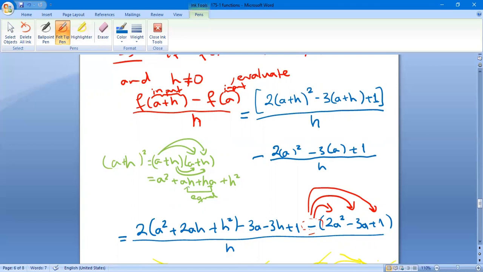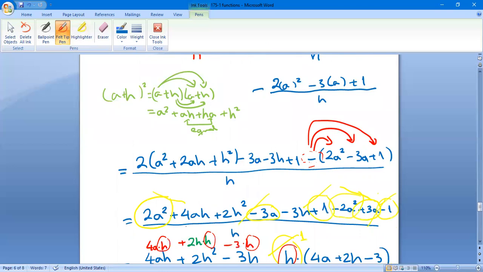Why? The reason is you can switch the order in multiplication. 2 times 7 is 14, which is also 7 times 2. Or 3 times 4 is 12, which is also equal to 4 times 3. So you can always switch the order in multiplication. That means a times h and h times a are the same. So we just write 2 times ah. You could also have written 2 times ha, but pick one of them. And then multiply by 2, you will get 2a squared plus 4ah plus 2h squared.